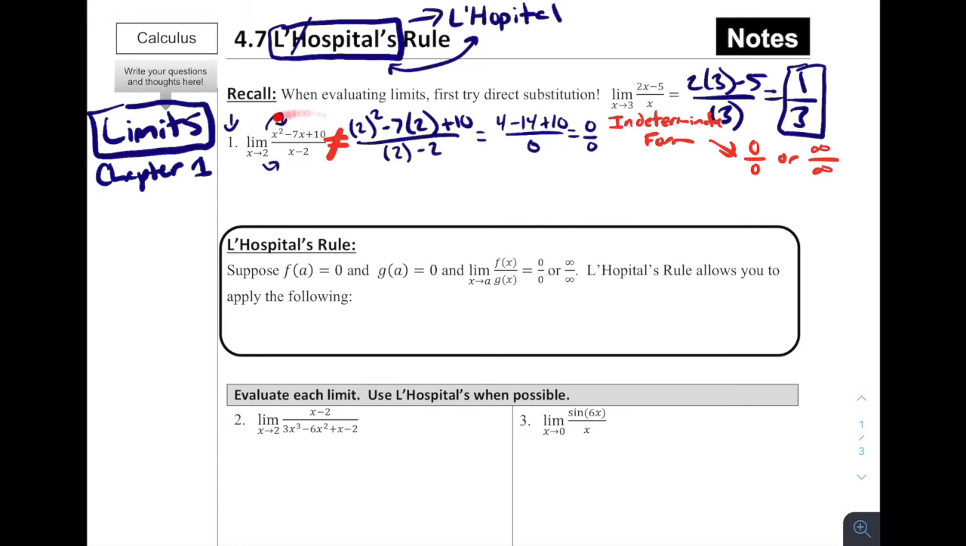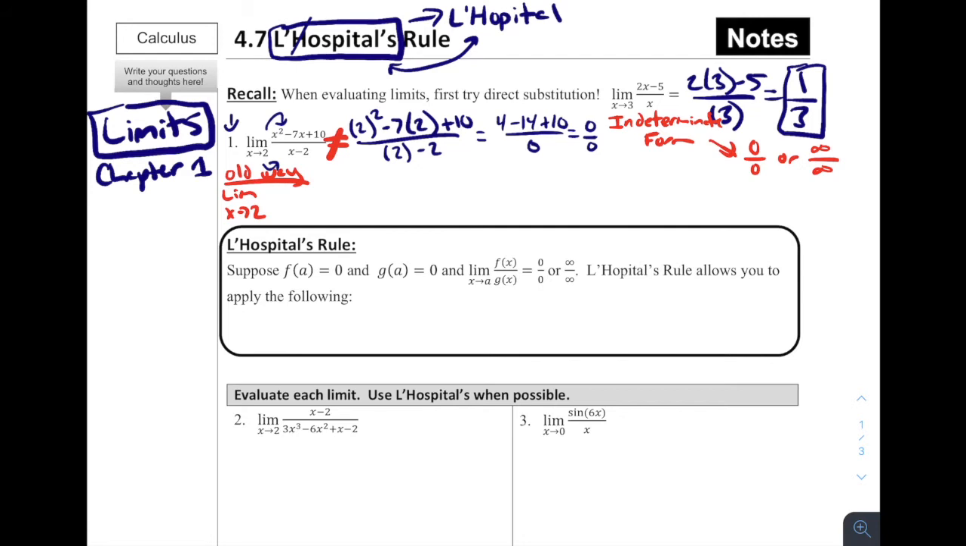We know that one of the ways that we talked about fixing and dealing with indeterminate form is trying to find factors. So an old way, let's go with the old way first, back from chapter 1, is we could try factoring that numerator and the denominator and see if anything cancels.